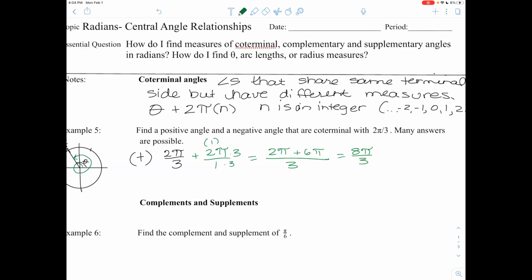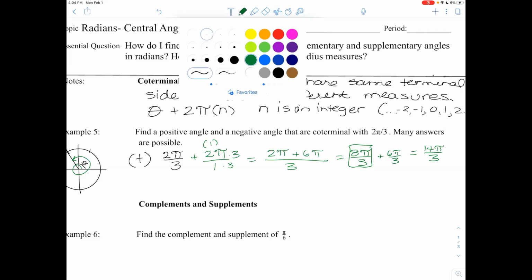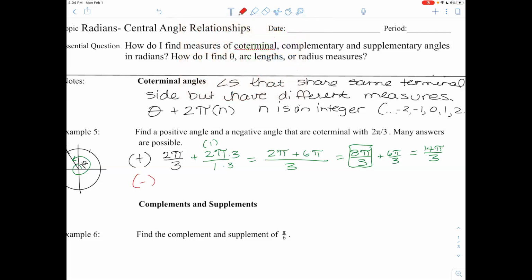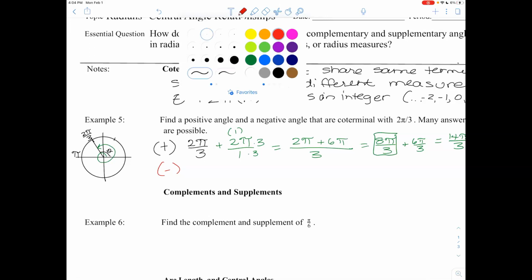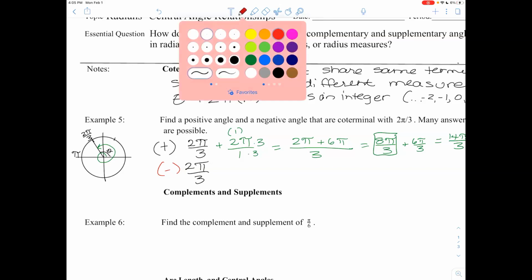And then if I wanted more, that's one positive, but on your homework I might give multiples. All you have to do is add another 6 pi over 3, which is 2 pi, and that could give you 14 pi over 3, and you just keep adding 6 pi over 3, which is equivalent to 2 pi, right? And so there's two options for positive angles. For negative angles, or a negative coterminal angle, what you do is you start with 2 pi over 3, and instead of adding 2 pi over 3, we want to subtract 2 pi over 3.